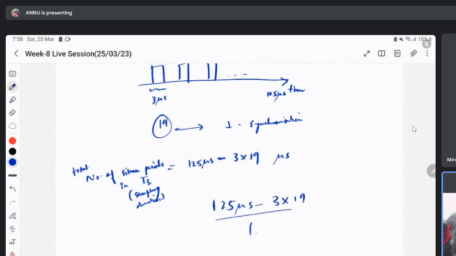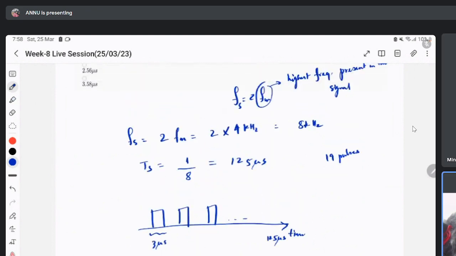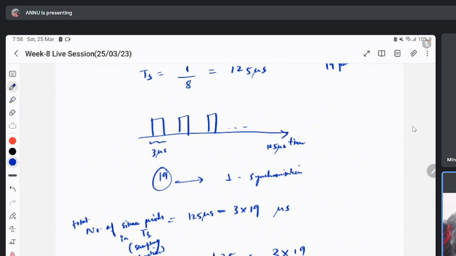What is the answer? I have to just check it once. Just wait for 5 minutes. You have told that this one is 3.58. This is actually coming to 3.58. Yes, ma'am, 3.57 and something, after rounding off 3.58. Calculator.